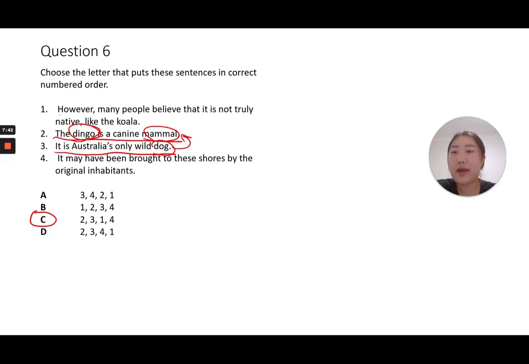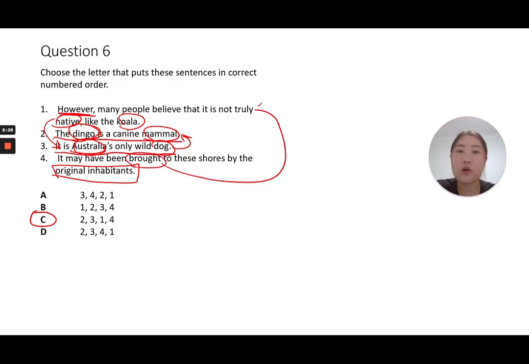Now, then we go. However, it's a contradicting sentence. Many people believe that it is not truly native like the koala. Why is that linked? It's linked to the Australian part of the third sentence, okay? Native and koala and Australia. And that leaves number 4. It may have been brought to the shores by the original inhabitants as the last one. And that links the original inhabitants and bringing to Australia to the whole point of number 1 and gives like an alternative solution. So that's how you progress and realize what the answer is.